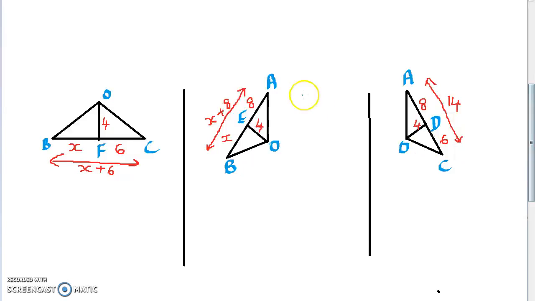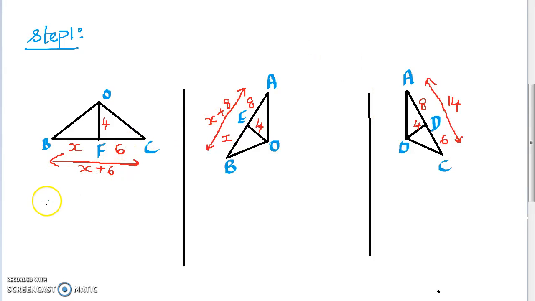So that is these three triangles. So step 1, I'm going to talk about the area of BOC, AOC and AOB. In this case, the height of triangle BOC is OF and the base is BC. In triangle AOB, the height is OE and the base is AB. In triangle AOC, the height is OD and the base is AC. So we'll apply the formula half base into height.